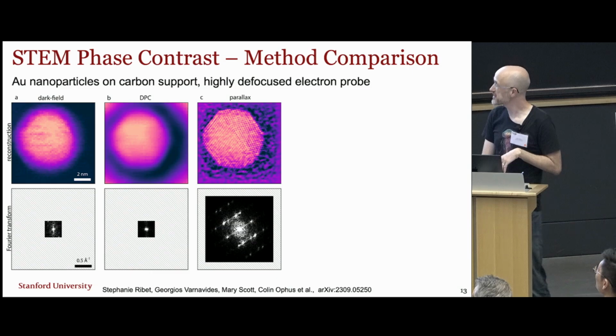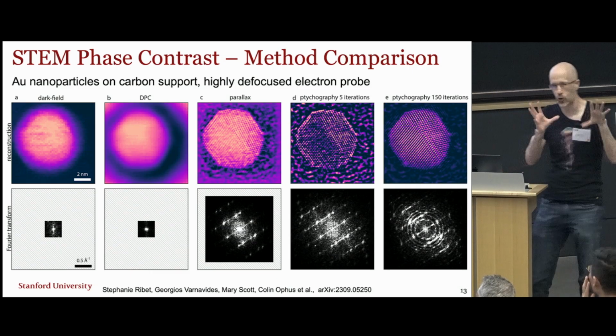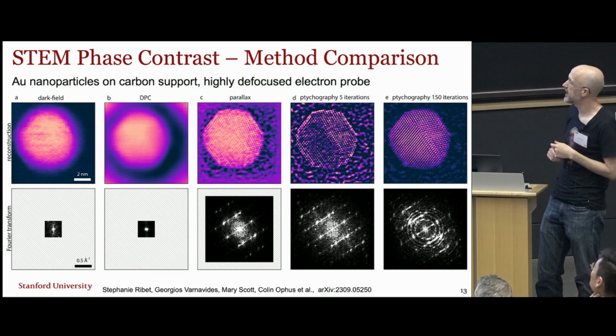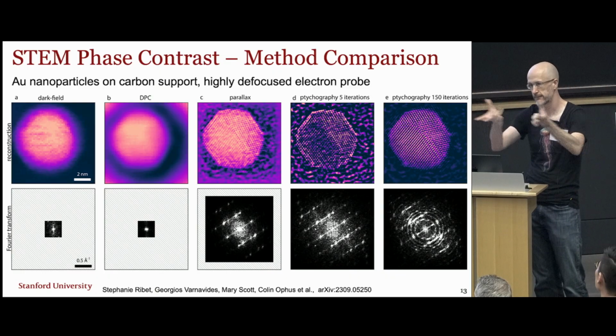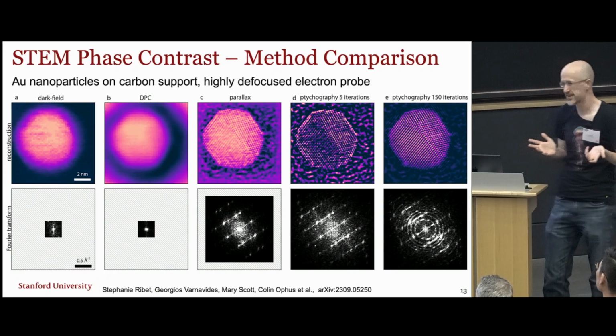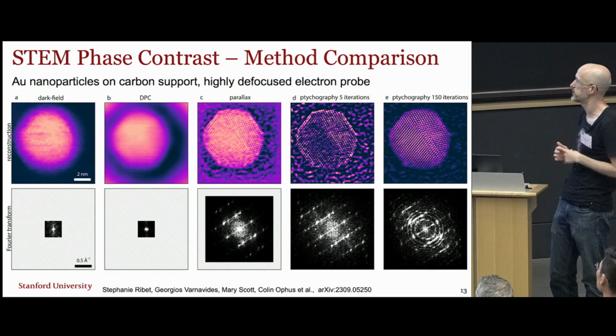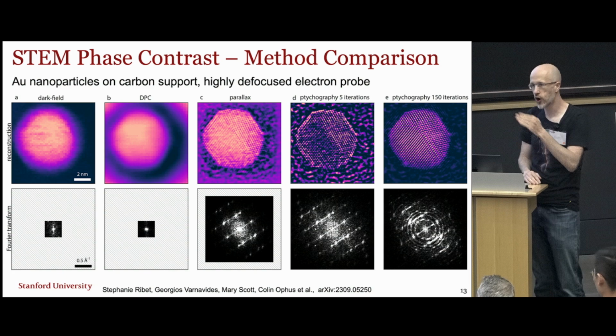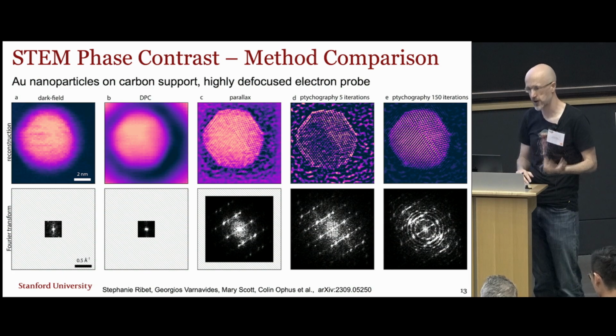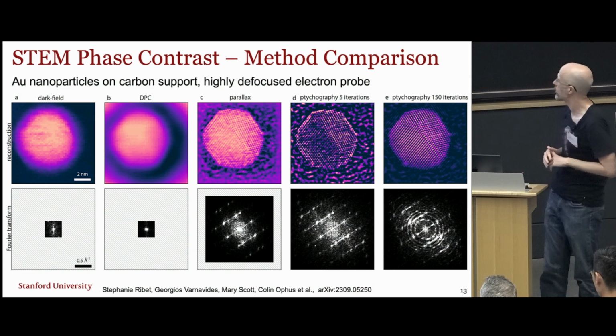So this is a quick comparison of different methods showing a gold nanoparticle on amorphous carbon. The upper left image, the dark field, that's that single monolithic pixel. It's out of focus because we defocus the images to do ptychography. And then going left to right are just different algorithms that are more computationally intensive but produce better and better images, ending with ptychography there.